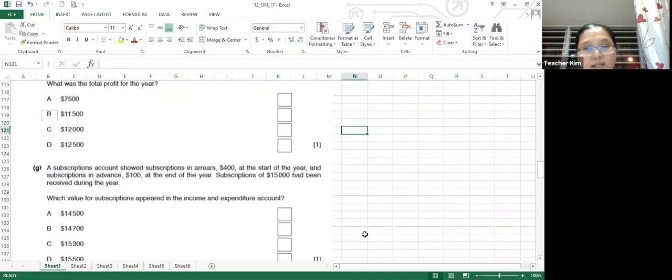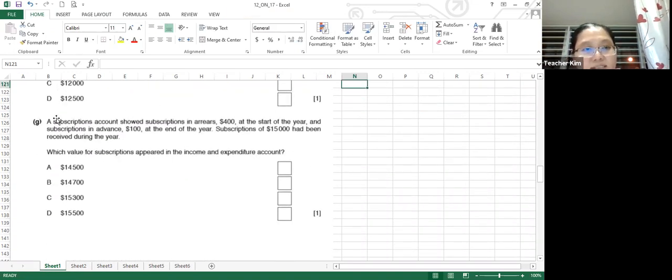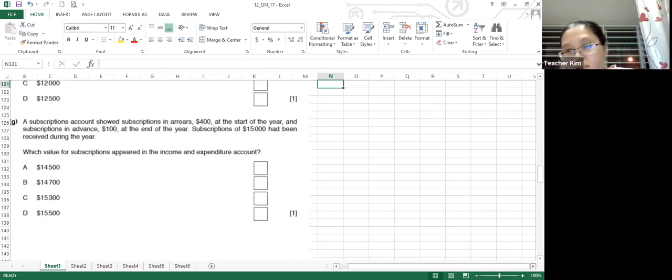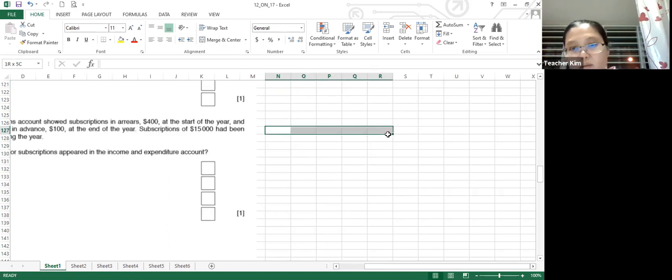Okay. Now next, a subscription account show the subscription in arrears 400 at the start of the year and subscription in advance 100 at the end of the year. This is start, this is end. Subscription of 15,000 have been received during. Why is the subscription appear in the income and expenditure? So I put in all the subscription account information.